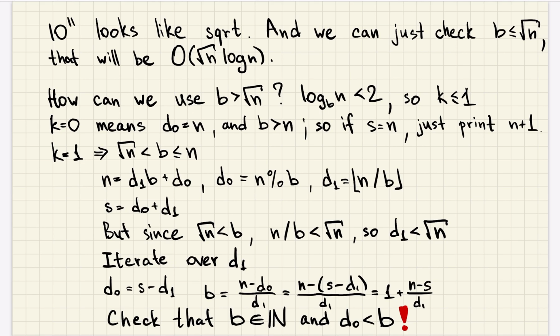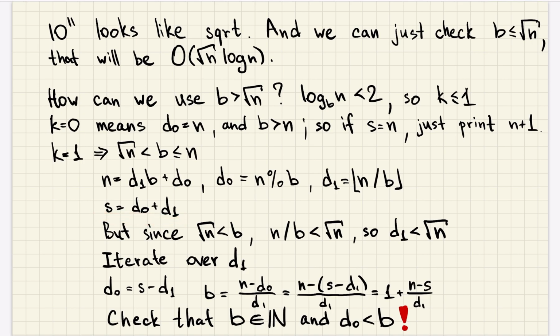Now there's an interesting case when k is equal to 1, so we have two digits and b should be between square root of n not inclusive and n inclusive. So n will be d1 times b plus d0, but also we know the sum of digits should be equal to s, but it is d0 plus d1. So if we fix one of the digits, we will be able to calculate the other one, because we know their sum.